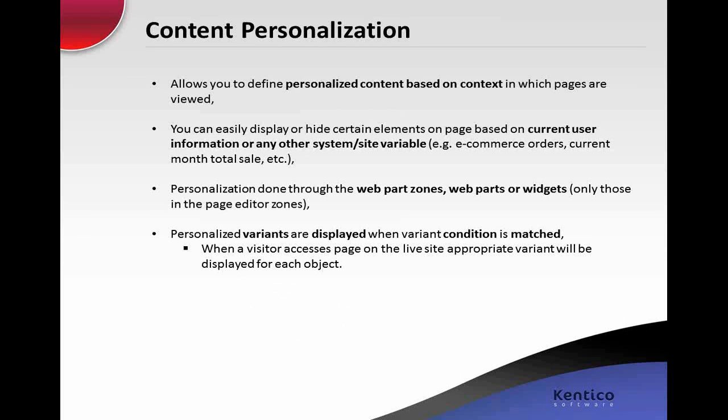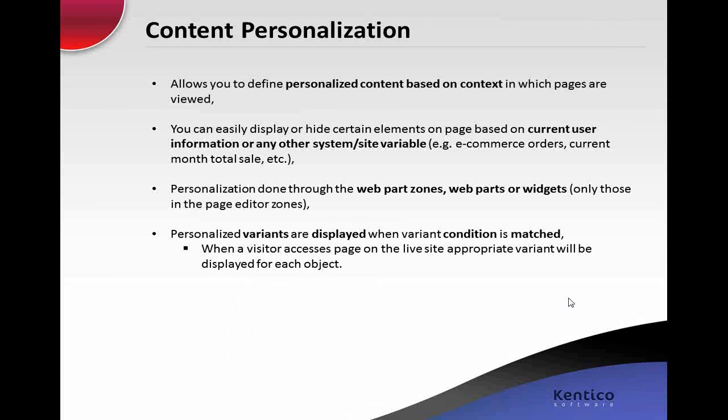Personalized variants are displayed based on whether the assigned condition is matched. So what it means is that each variant allows you to specify a condition that will be evaluated, and if it's fulfilled, the specific variant is displayed. That means that when a visitor selects the page on the live site, the variants of all objects that are using personalization will have their conditions dynamically resolved according to the current context, and only the appropriate variant will be displayed for each object. So that's kind of theory, and now let's actually take a look.